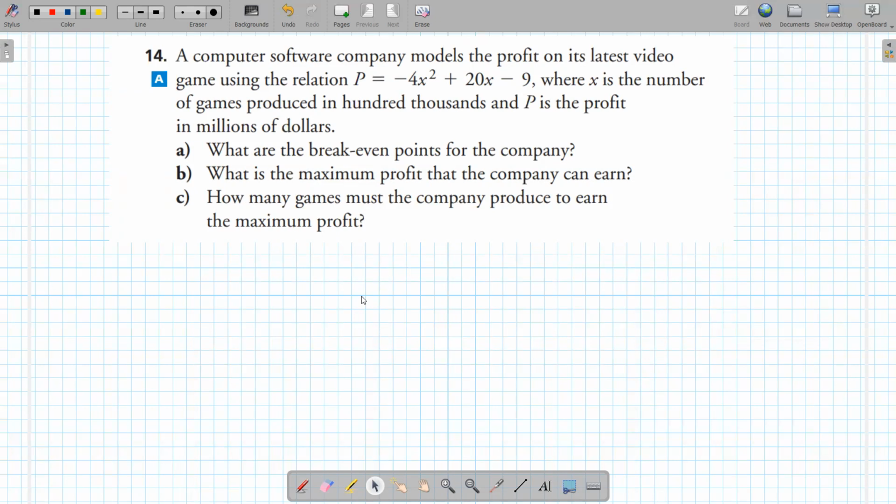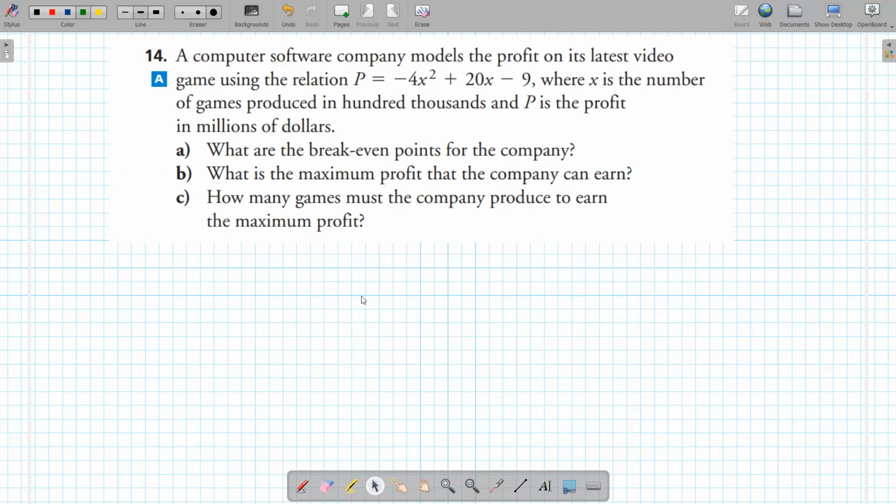Do you know what break-even means with respect to profit? Like when it passes the cost. Yeah, when it passes the cost. What about with respect to profit? What would the profit be if they break even? It's 0. It's 0 exactly.